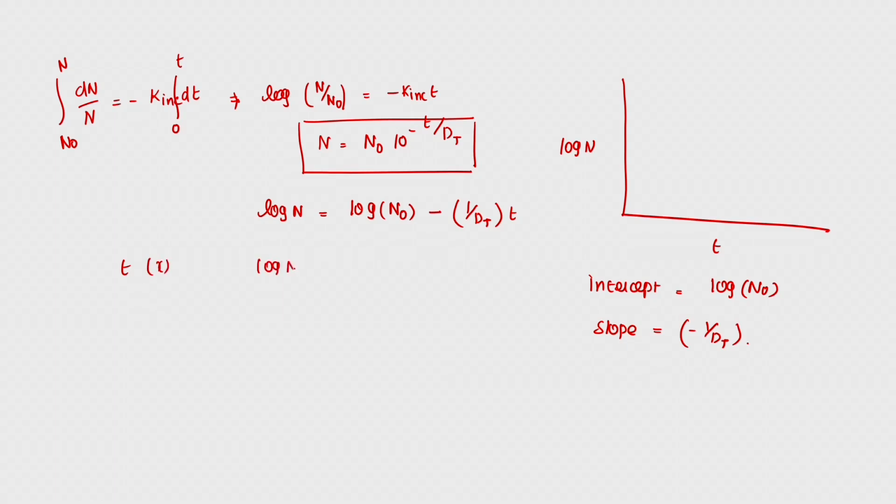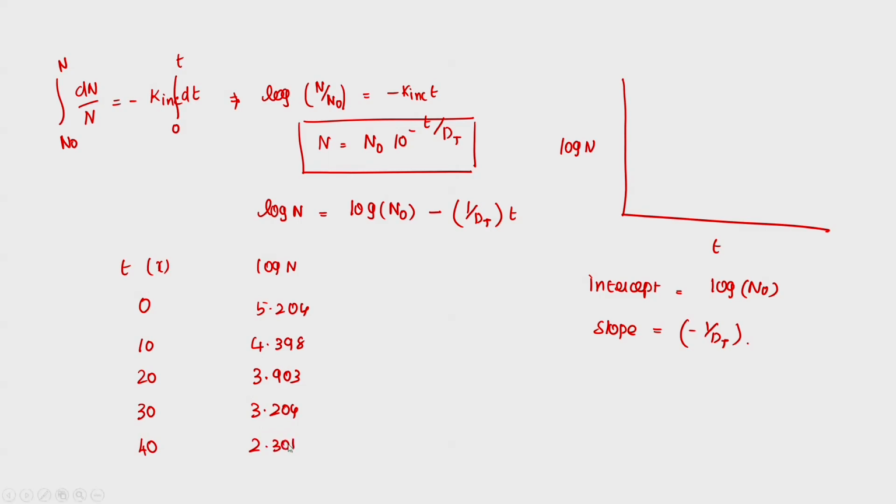Then I am going to calculate log n. For 0, log n is 5.204. At 10, it is 4.398. At 20, it becomes 3.90. At 40, it becomes 2.310.